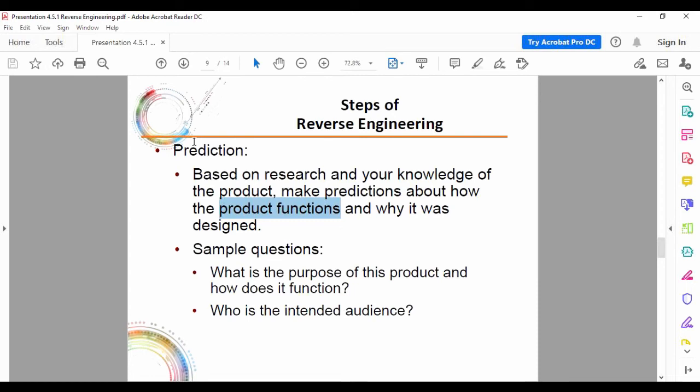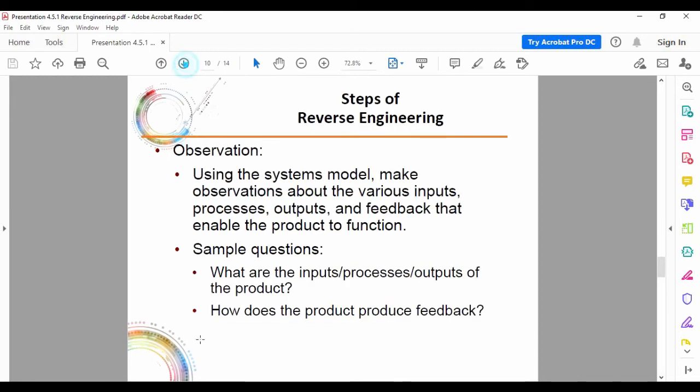When you're looking at the prediction process of reverse engineering, some things to think about, some questions that you might ask yourself or ask your colleagues is, what is the purpose of this product and how does it function? But then also, who is the intended audience? Sometimes these are very well known, sometimes they're not. It just kind of depends on what you are working with.